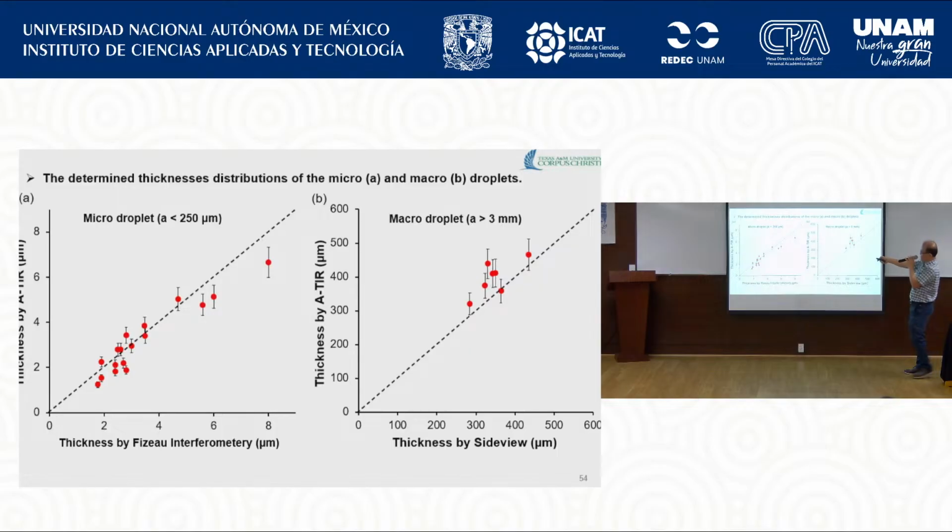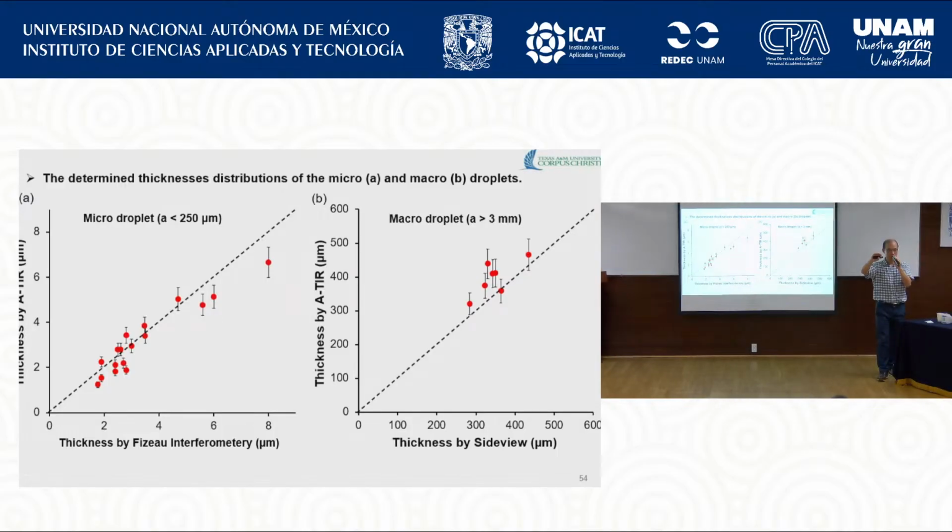In the small scale, right? In the small scale droplet, it's very difficult to measure contact angle using the side view. Side view is effective on the big scale, right? When we try to measure a very small scale droplet, we have to use an interferometry technique by counting the number of fringes.